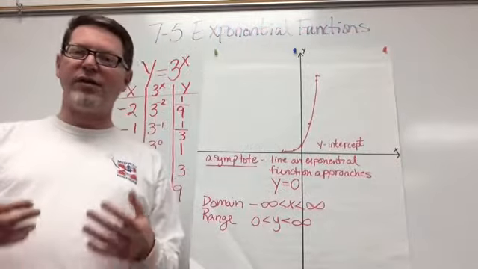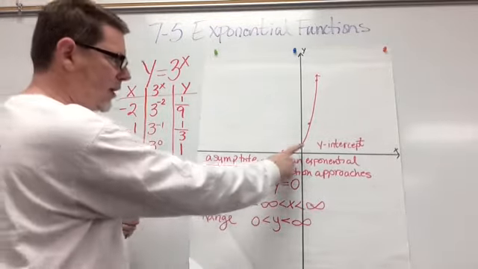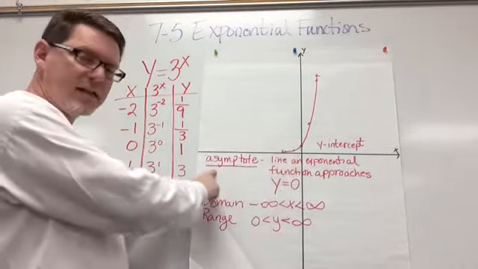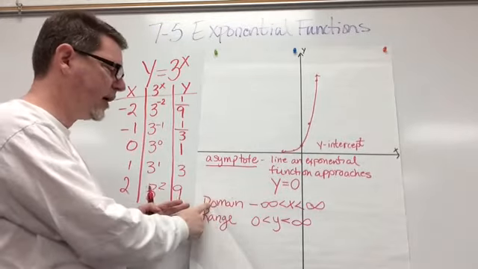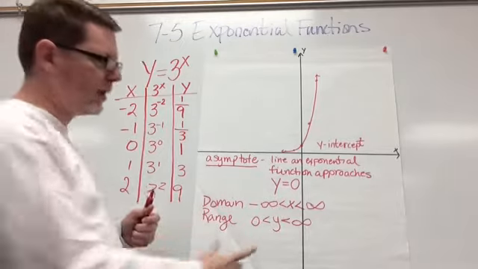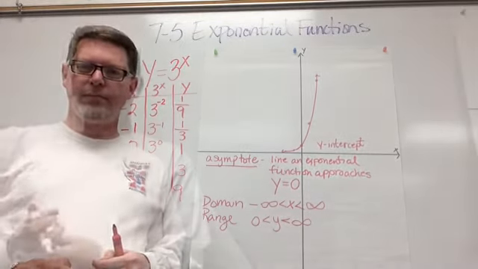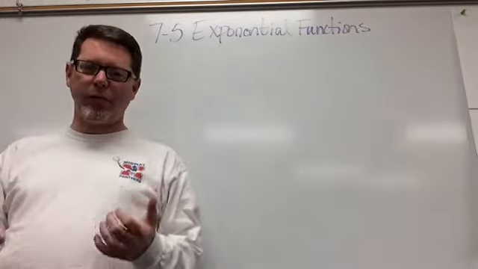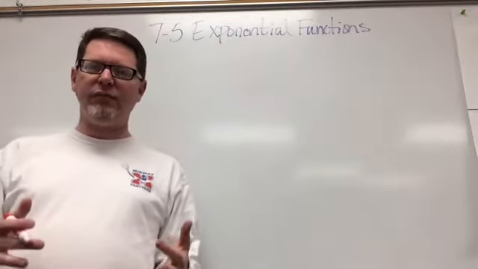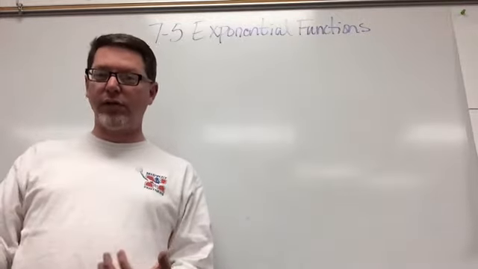Those are the important parts that you're going to need to be able to identify of an exponential function: the y-intercept, the asymptote, the domain, and the range. And you must write the domain in this form and the range in that form. So now we want to look at a table of values, and let's see if we can figure out how we can tell if it's an exponential function as opposed to linear.